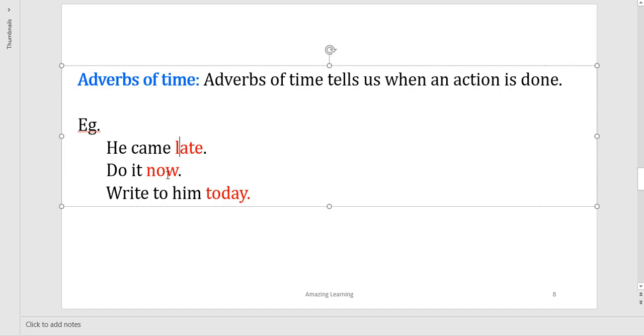Do it now. So when should you do it? Now. Now is attached to do, because of which now is an adverb. Write to him today. So today, what do you have to do? You have to write. So this word is attached with write, because of which we can say that this is showing the time of the action. The action is write, so we call it an adverb of time.